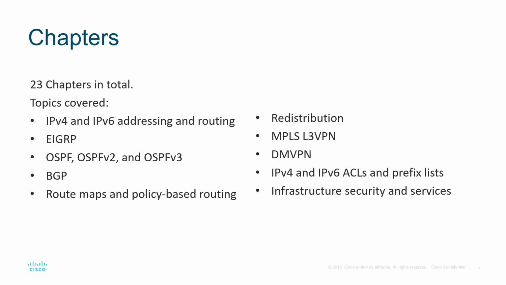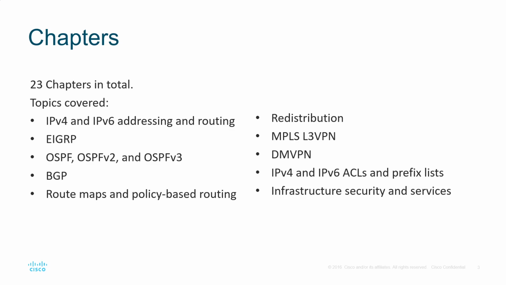The topics that we'll be covering over those chapters are IPv4 and IPv6 addressing and routing concepts, a routing protocol EIGRP, which used to be taught in CCNA but is now in here, OSPF version 1 to version 3, BGP, Border Gateway Protocol, route maps and policy-based routing, which is an expansion on what ACLs are in your CCNA courses.